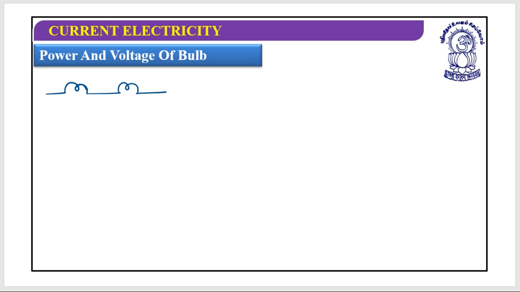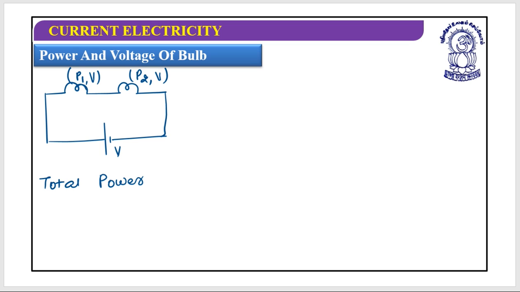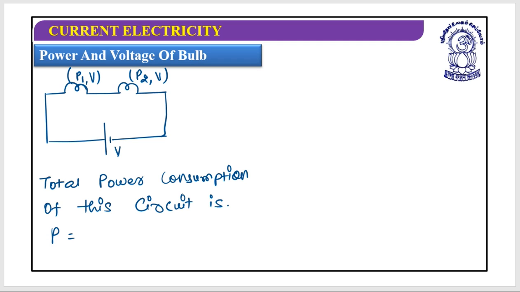So let's suppose these two bulbs are there, this one with power P1 and voltage V, and this one consuming a power of P2 and voltage of V, and they have been connected to a voltage supply of V. So let's suppose the total power consumption of this circuit is P, which can be written as P equals V square by R.